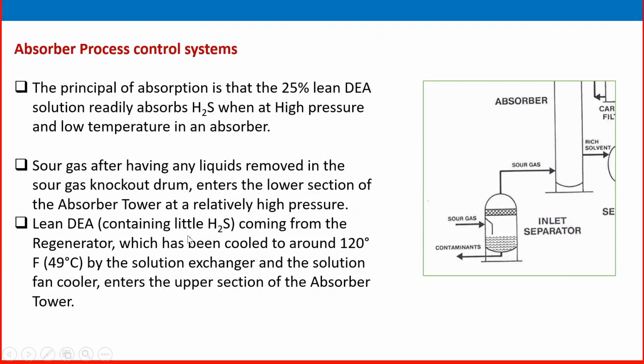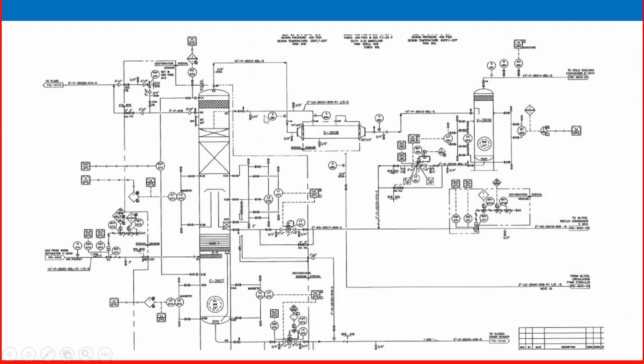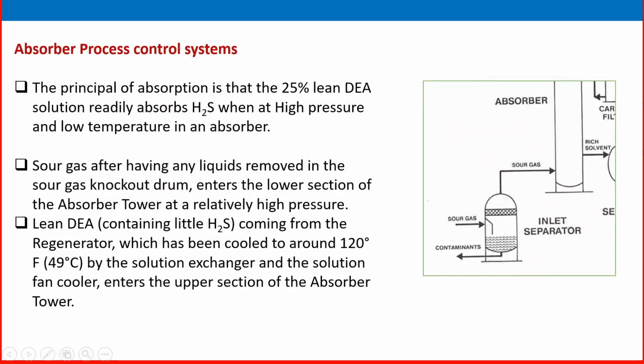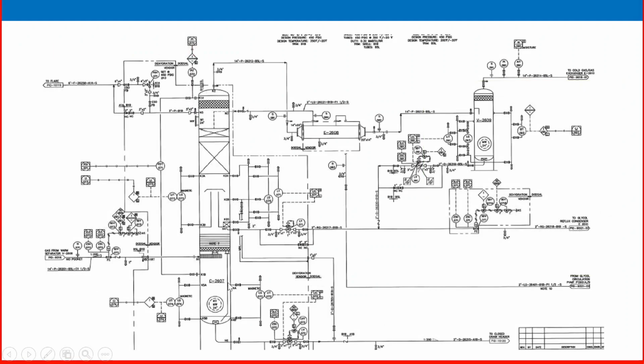Lean DEA containing little H2S or no H2S, we can say, coming from the regenerator, which has been cooled from around 120 degrees C to 49 degrees C by the solution exchanger, and the solution from the fan cooler enters the upper section of the absorber. That is this one here, this area. So this is the process, partially showing the inlet separator. This one in this picture is shown separately. In the P&ID it is shown as an integral part.